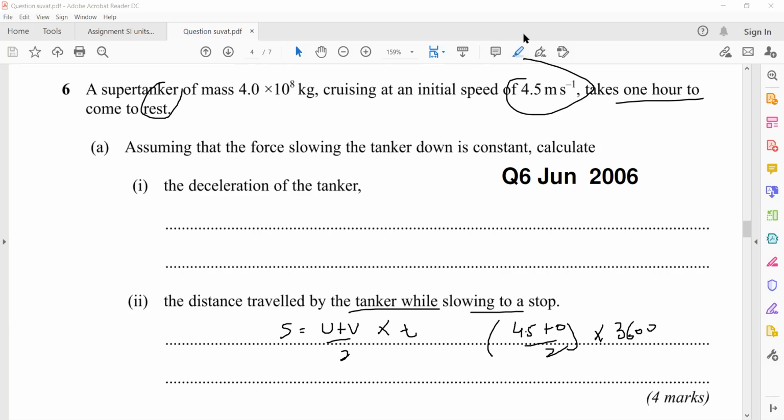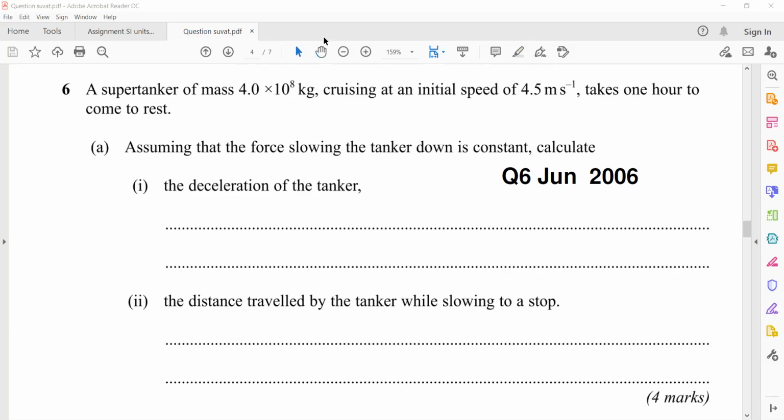And why are we not using, for example, the simple formula that we know, speed is distance over time? This formula is only valid when the object is moving with a constant speed. But here originally it was 4 and finally it is 0. So it's not a constant speed. That's why you cannot use this formula.